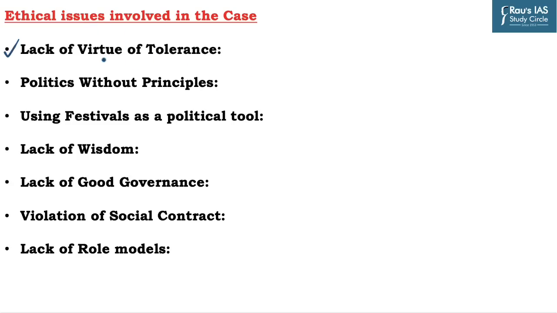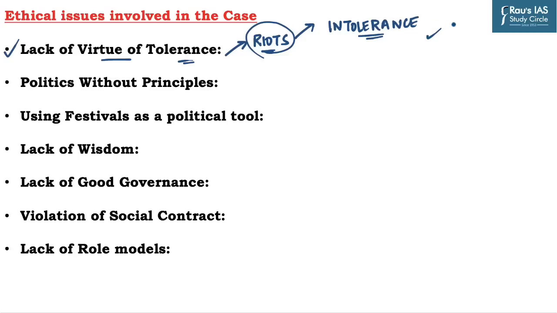So the first one is the lack of virtue of tolerance. As rioting is often considered as the last and worst form of intolerance, it is against the spirit of brotherhood on which the concept of unity in diversity holds. The second one is the politics without principles. In this particular case, the religious divide and polarization is being done by the political parties to reap the political gains. So it highlights the politics without principles, which is one of the Gandhian sins.